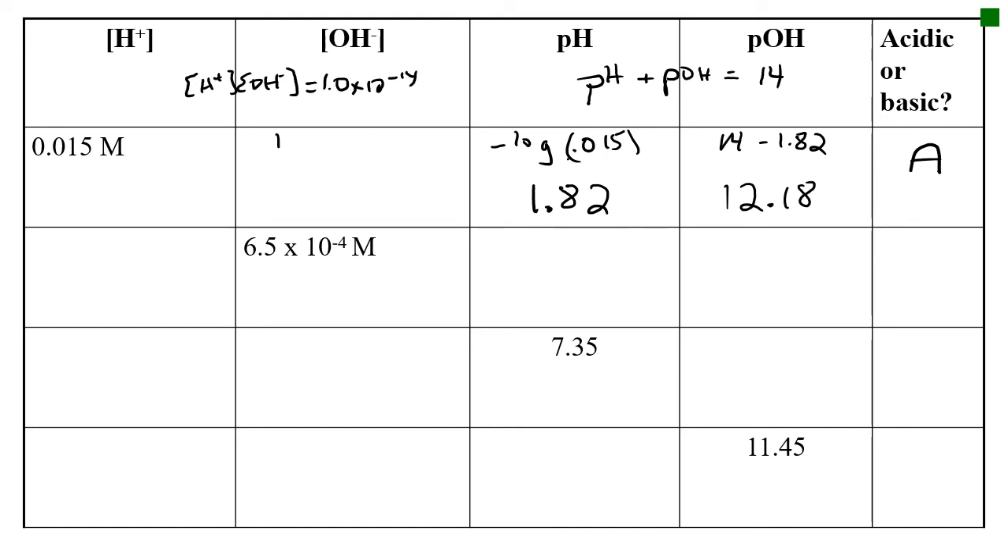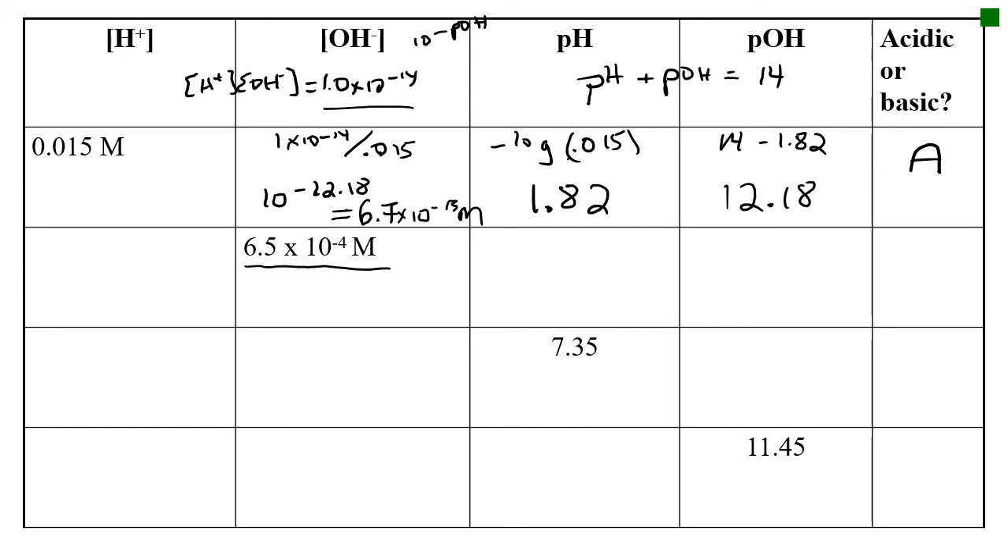We can either take 1 times 10 to the minus 14 and divide it by 0.015, or we can take 10 to the minus 12.18. Because hydroxide is going to equal 10 to the minus pOH, we can do this in either fashion using either equation. And when we do this, we're going to get a hydroxide concentration of 6.7 times 10 to the minus 13 molar.